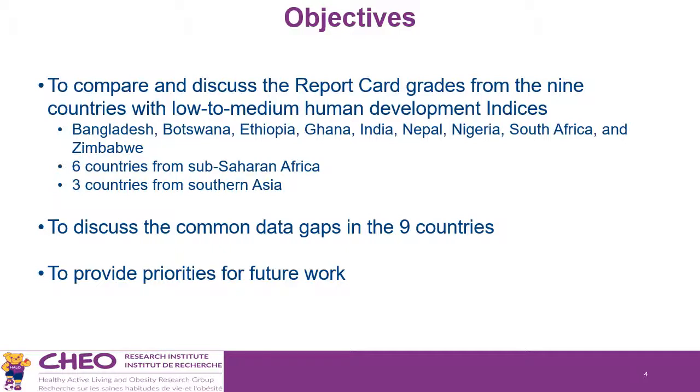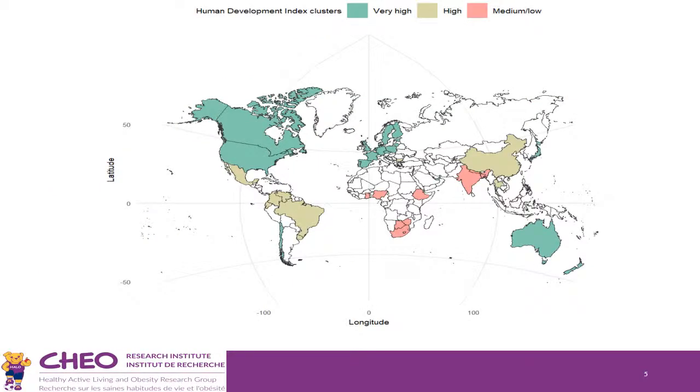The second objective will be to discuss the common data gaps in the 9 countries, and the last objective will be to provide some priorities for future work. This map just gives you an orientation of where these countries are on the world map. They are, of course, low and medium HDI. 6 are in sub-Saharan Africa, 3 are in Southern Asia.